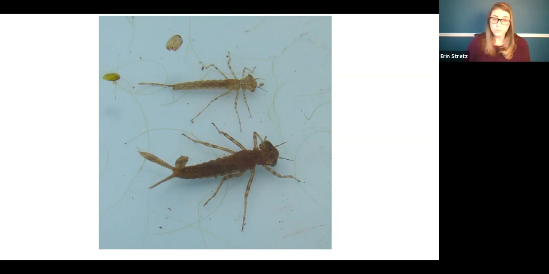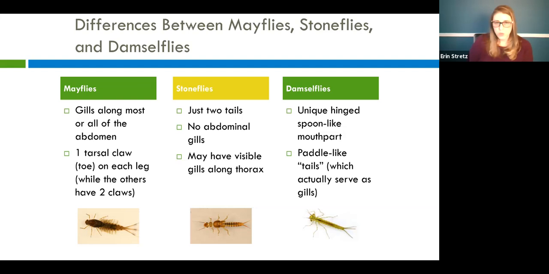So just to summarize the differences between these three: mayflies have gills along most or all of the abdomen, and one tarsal claw, or one toe, at the end of each leg. They could have two or three tails. The stoneflies will only ever have two tails and they will never have abdominal gills, but they may have those visible gills along the thorax, those hairy armpits under each segmented leg. The damselflies have that mouth part, that mask-like jaw on the bottom of the body, so you can flip it over and look for that. And then they have these paddle-like tails at the end of the body, which are actually the gills that you'll see move around.